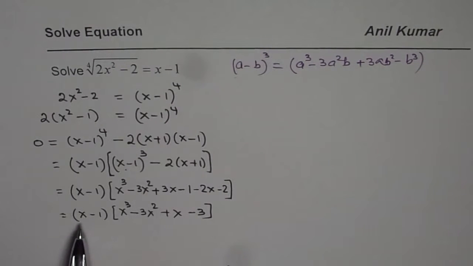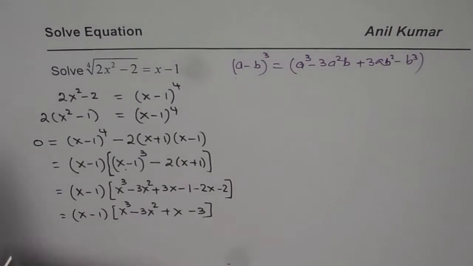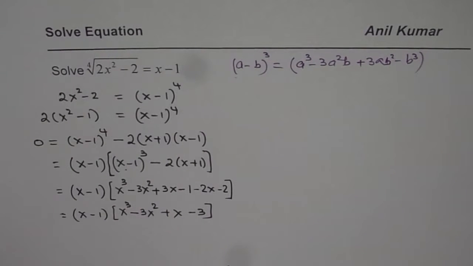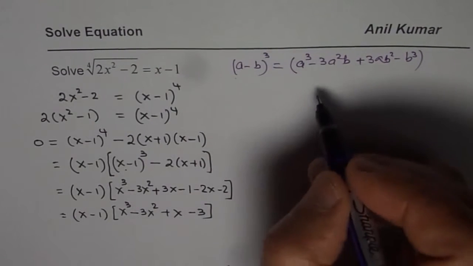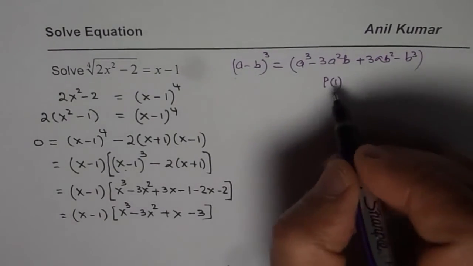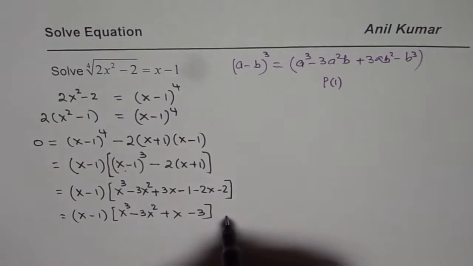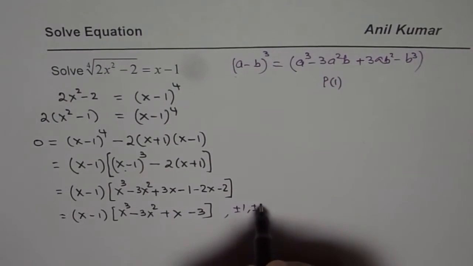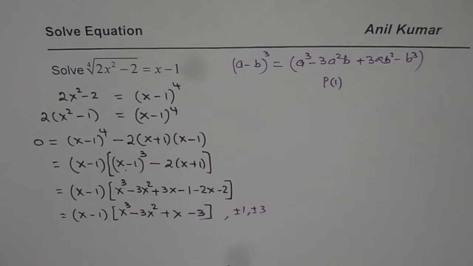So we already have one solution with us, which is x equals 1. That works, right? x equals 1 will give us 0 on the right side and 0 on the left side. So we have one solution. The other solutions will be from the cubic factor here. Now how to factor this one? This is a cubic equation, so you can try factoring. What you should do here is find the value of P(1), since you know the only possible factors are plus or minus 1 or plus or minus 3, since the constant is minus 3.